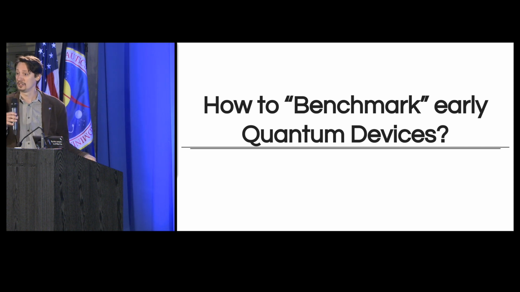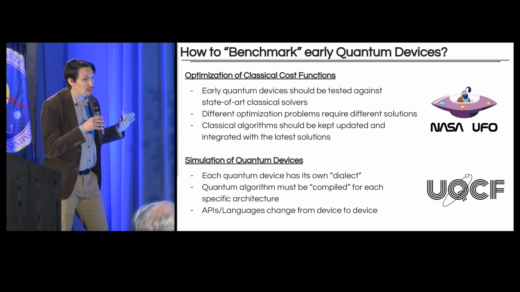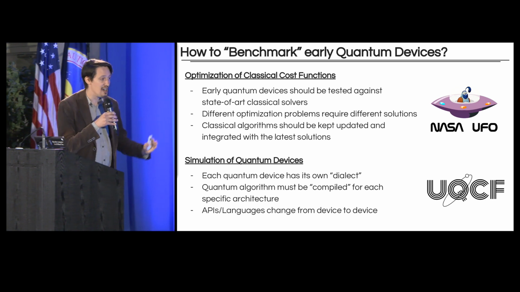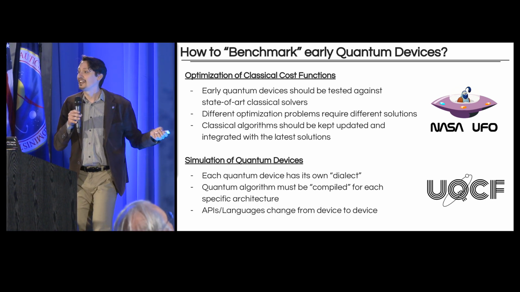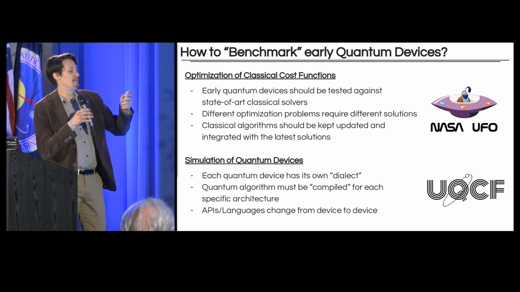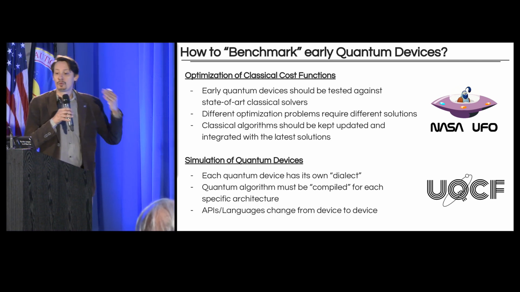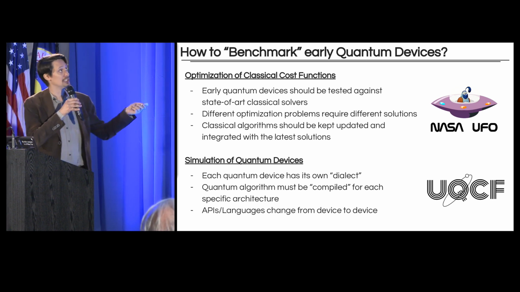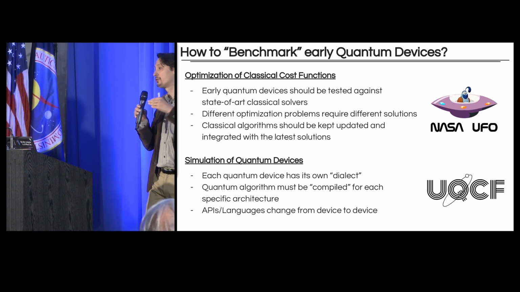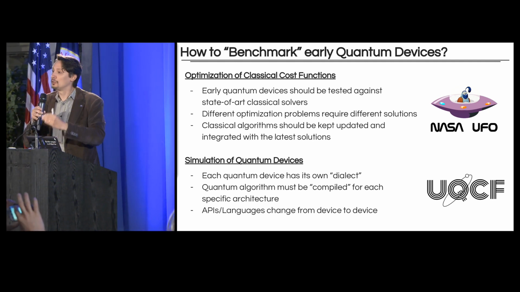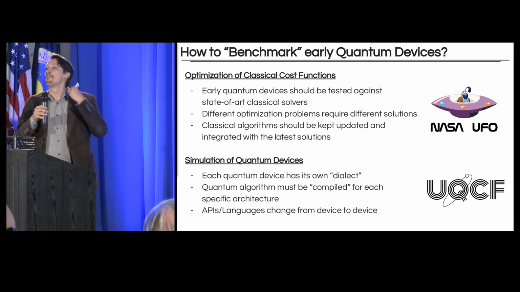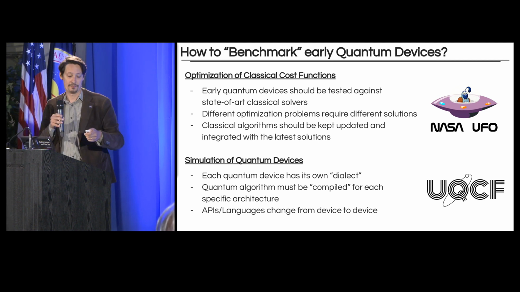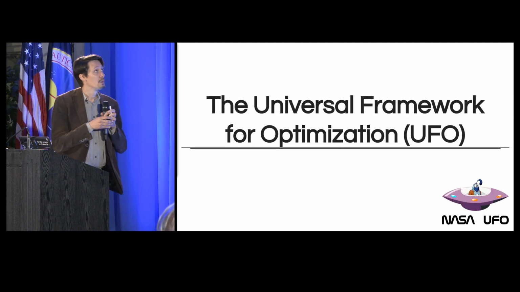about classical optimization? So today, I will focus on two of our main frameworks. The first is UFO, which is mainly designed to look at optimization of classical cost functions. The second one is the universal quantum computing framework, which is designed to mainly look at the simulation of quantum devices in a broader sense, both to simulate quantum circuits on the actual device, or to verify what happens in the quantum device by classically simulating it. So let me start with UFO.